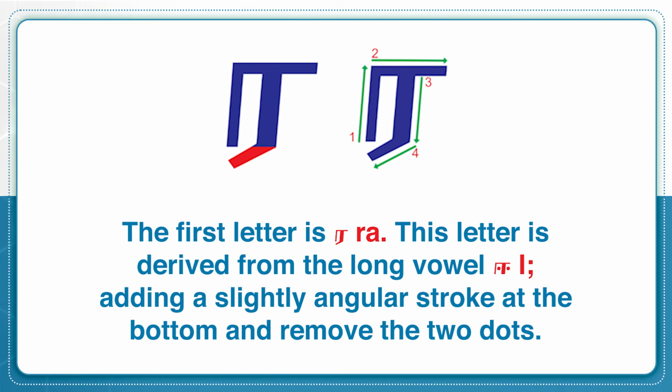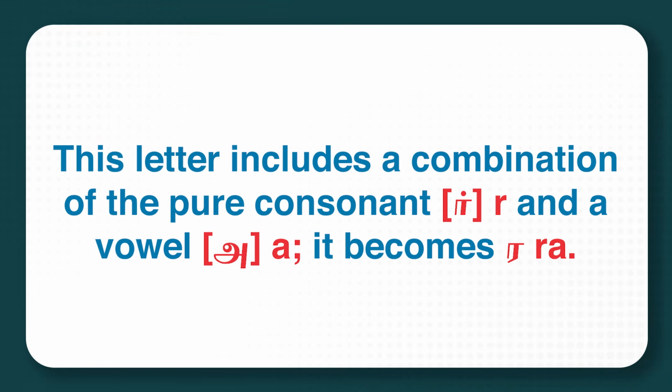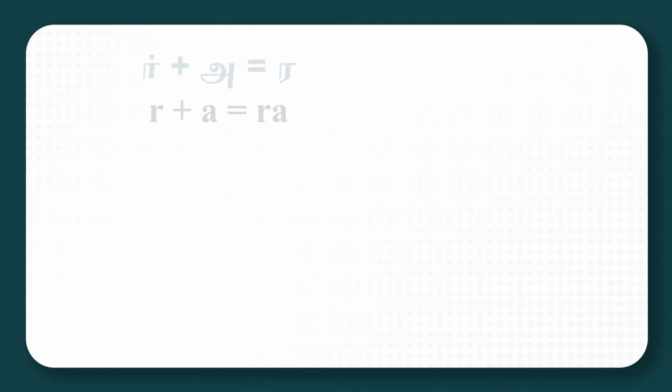The first letter is Ra. This letter is derived from the long vowel E, adding a slightly angular stroke at the bottom and removing the 2 dots. This letter includes a combination of pure consonant Ir and a vowel A. It becomes Ra. For a pure consonant, a dot is placed above the letter and the final stroke is removed as shown on the screen. Ir plus A, Ra.